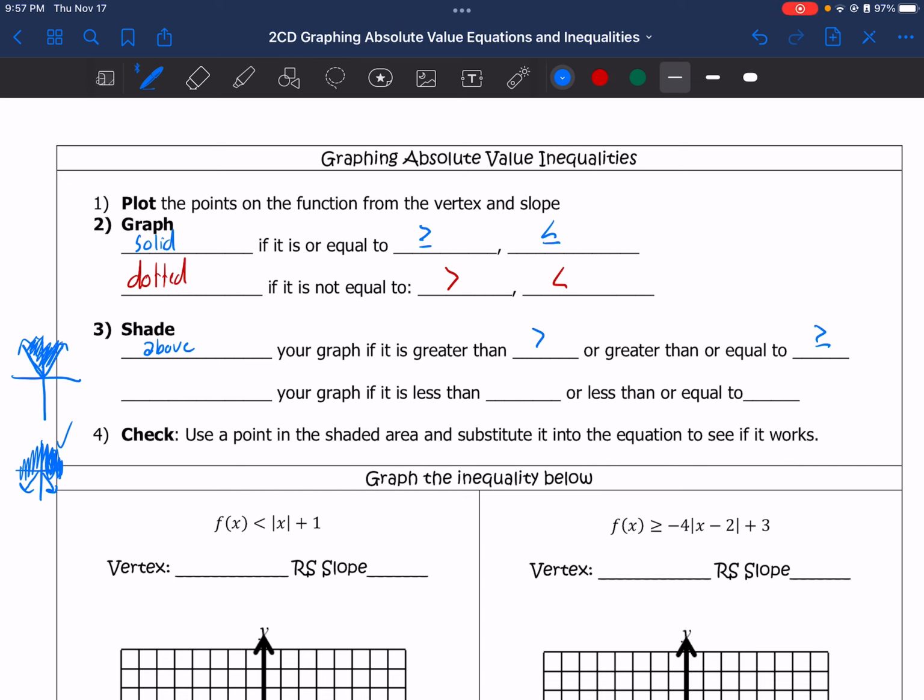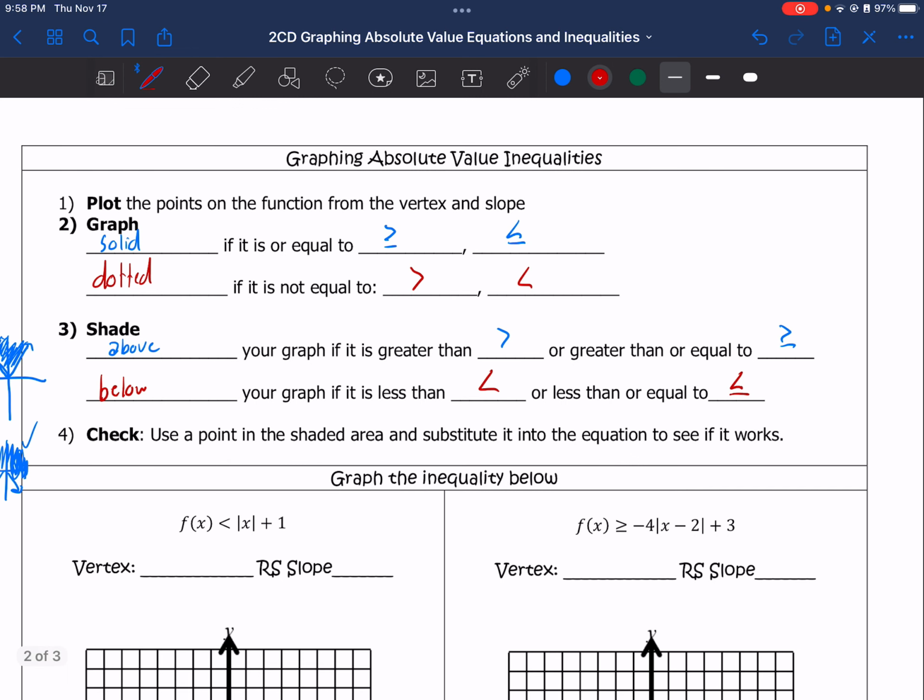So if we shade above for greater than, we're going to shade below for less than. So below your graph, if it is less than or equal to. I'm going to write this on the right side, it could look two ways. If I had a graph that was facing the positive direction, upwards, it's going to be shaded below our graph, so we're going to shade everything below our graph. Because technically everything below these green lines right here is part of our solution.